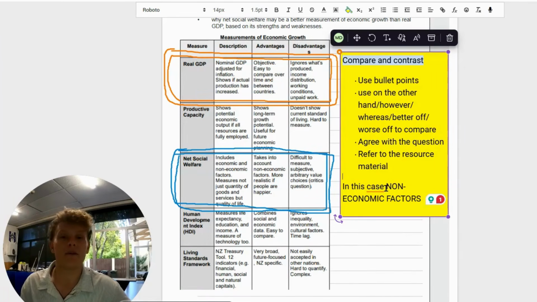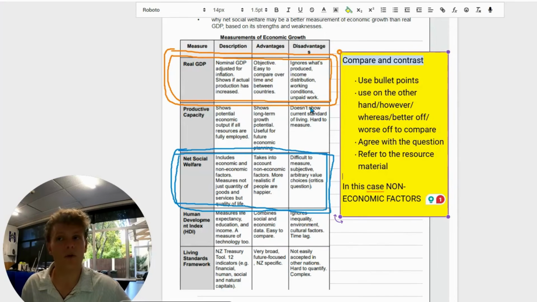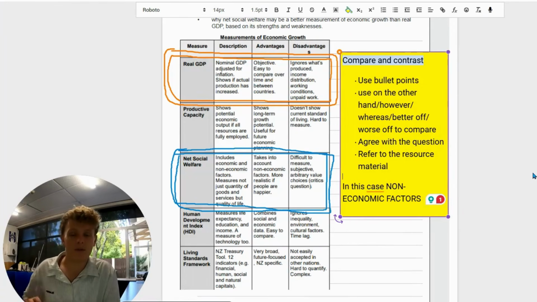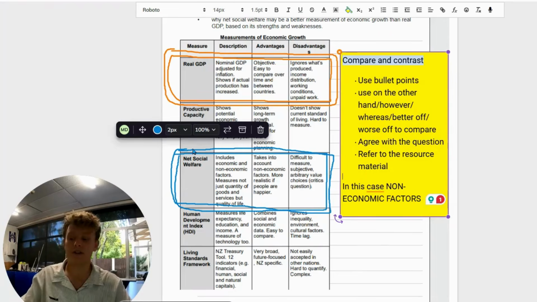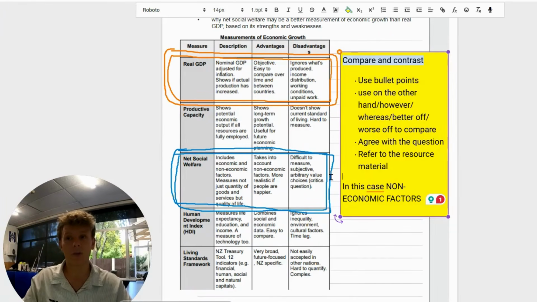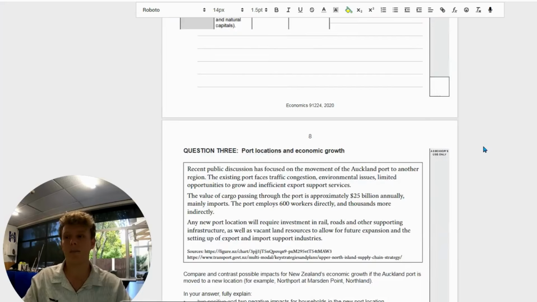So it does have some drawbacks. Again, it's difficult to compare with other countries, as countries measure different things at different times, and it becomes a bit subjective what's better. But locking this into your kitty with all of these definitions and some advantages and disadvantages is definitely going to pay off dividends when it comes to the exam.